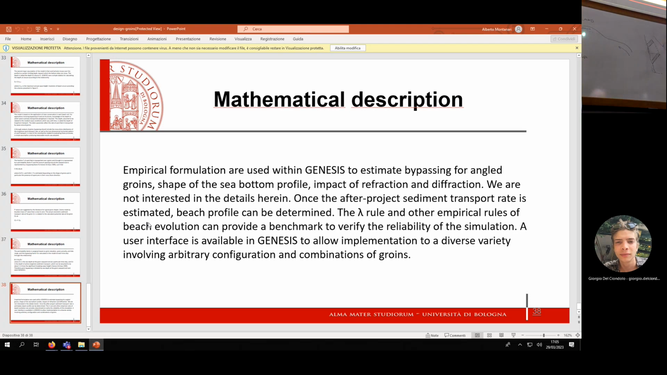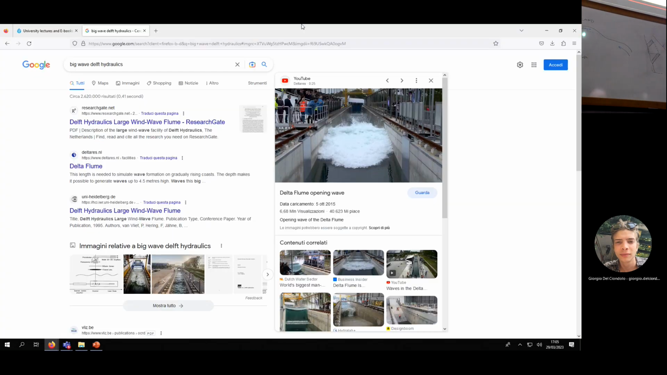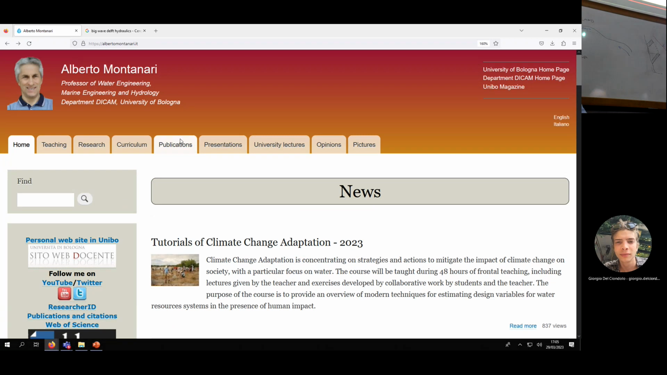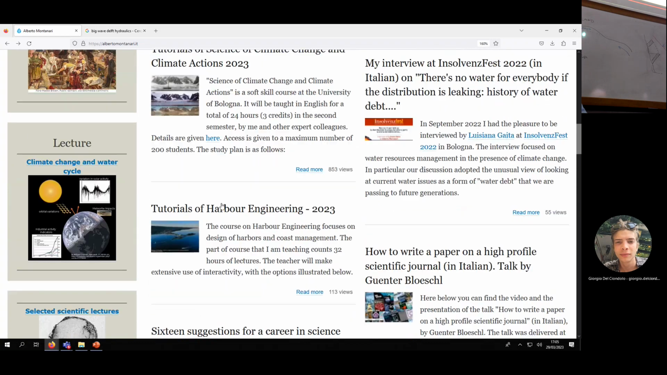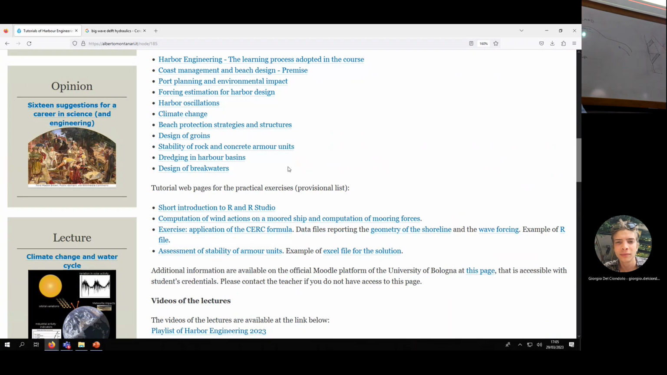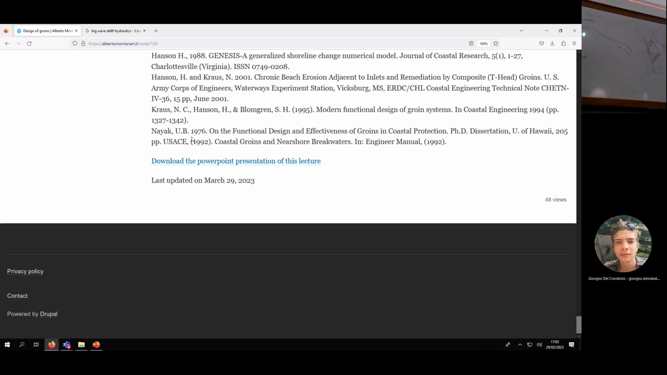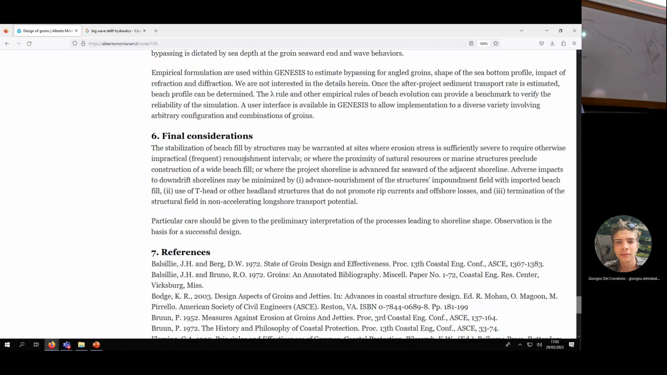Let me make a conclusion of this discussion on design of groins, which is actually not really finished because, in the next lecture, next Wednesday, we will talk about stability of rock and concrete armor units, which is related to groins. But for what is related to the design of the body of groins, we are done. And I just want to make a final consideration.